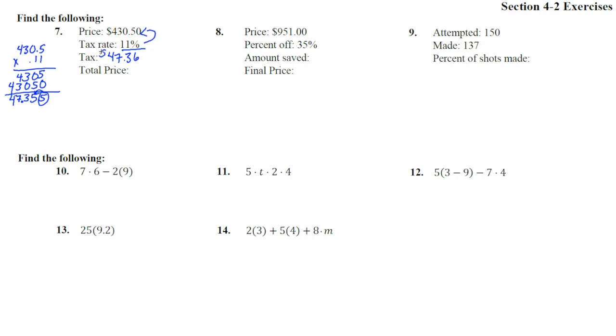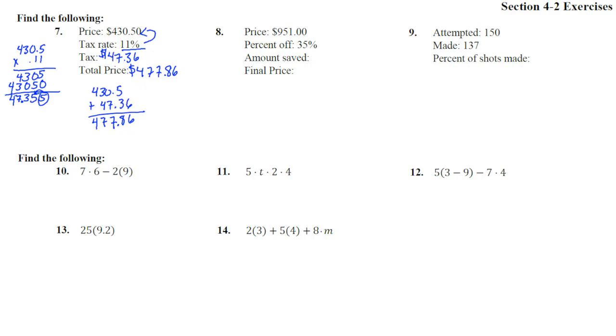47.36 is the tax. Now the total price, notice that the tax is added on to that price. So we've got to take 430.5 plus 47.36. And then 0 plus 6 is 6, 5 plus 3 is 8, 0 plus 7 is 7, 3 plus 4 is 7, 4 plus 0 is 4, 477.86. Let me write that down. And then don't forget the dollar sign. There we go. So there's the tax. It was added on and we got the price.